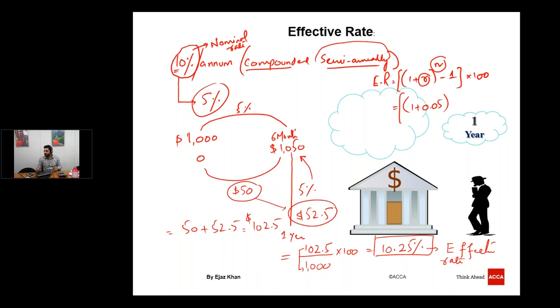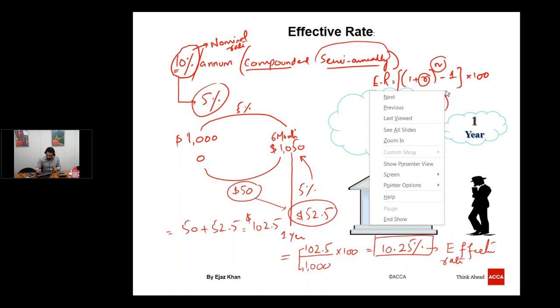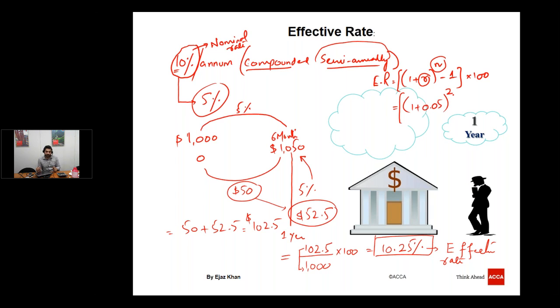So may I have the frequency of interest charged in this example? What should be the frequency? How many times has the interest been charged in this example? 2, yes. So the power should be 2 in this case, as the interest has been charged twice in a year, multiplied by 100. So the final answer will be 10.25%. Same as we calculated here. So we can also use this formula for calculating effective rate.